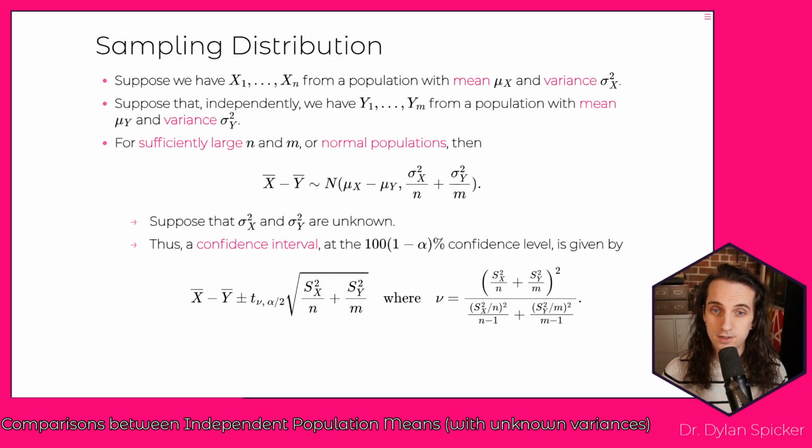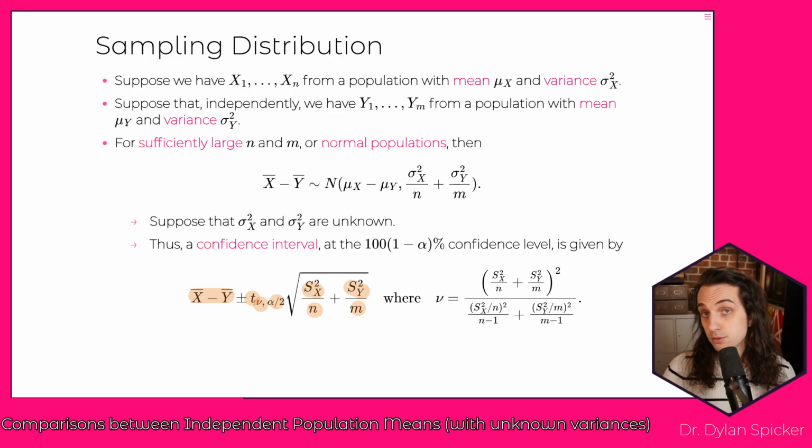So to form a confidence interval with the estimated variances instead, we're going to be taking x bar minus y bar plus or minus our critical value. The critical value is going to be coming from a t distribution, and we're going to say that it comes from a t nu distribution here. We'll talk about that new parameter in just a moment. It's going to be the alpha over 2 critical value, right? And then we take the square root of our estimated variance: sigma x squared over its sample size, sigma y squared over its sample size.